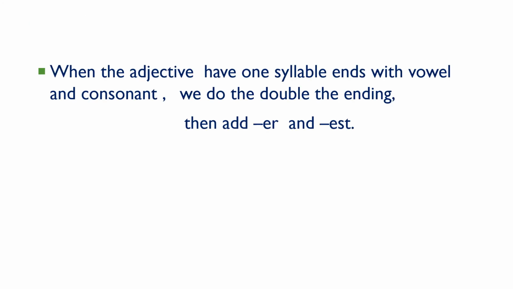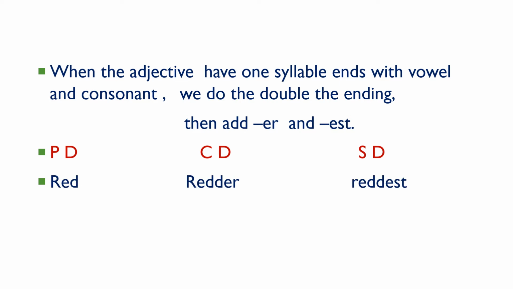The next rule: when the adjective has one syllable and ends with a vowel and consonant, we double the ending, then add er and est. For example, look at here. This is positive, comparative and superlative. Red. In this word, it is one syllable only, ending with vowel and consonant. Then we double the ending and add er and est. In comparative degree er, in superlative degree est.